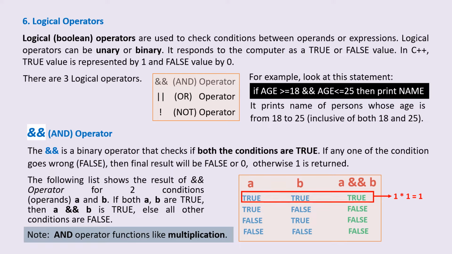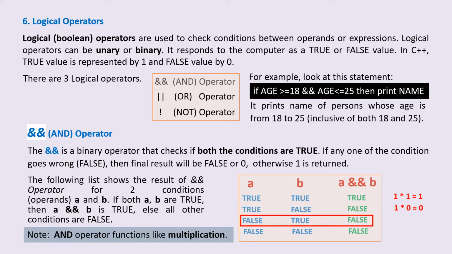Similarly, when A is true or 1, and B is false or 0, A and B is 1 multiplied by 0, which is 0 or false. Next, A is false, and B is true. So it's 0 multiplied by 1, which is 0. So the result is false or 0. And finally, when both A and B are false, it's 0 multiplied by 0, which is 0, or once again, false.